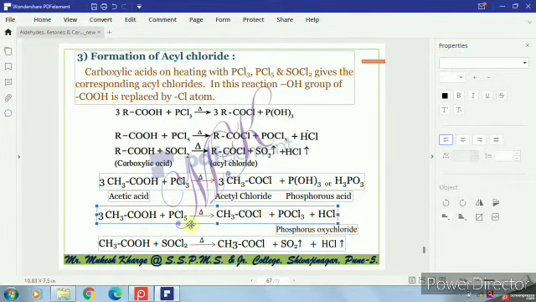Then when phosphorus trichloride reacts with acetic acid, it will give acetyl chloride plus POCl3, that is phosphorus oxychloride, and HCl. And if it reacts with thionyl chloride, SOCl2, it will give acetyl chloride, sulfur dioxide and HCl. These two are in gaseous state, that's why the arrow is written in upward direction.